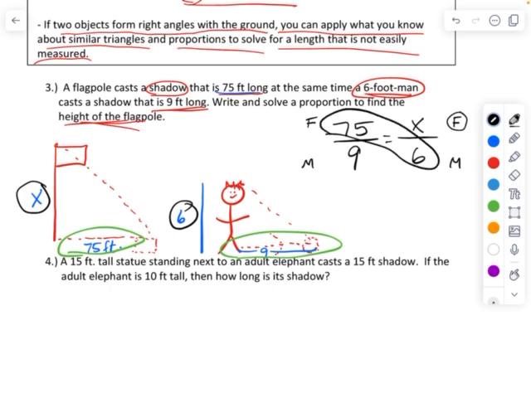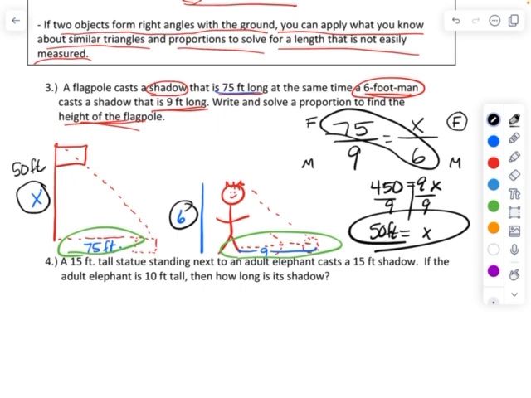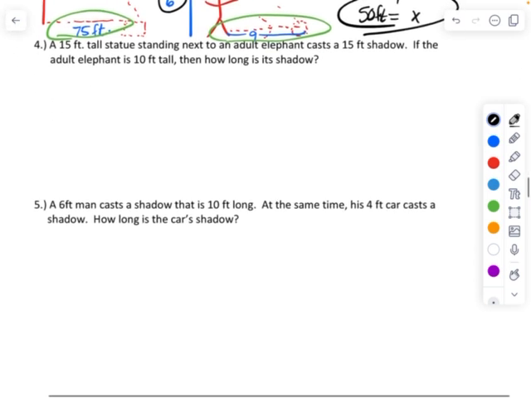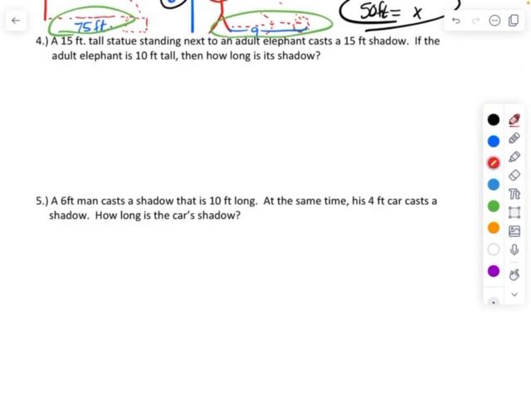I can use cross multiplication. 75 times 6, which should be 450, is equal to 9x. Now I can divide both sides by 9, one-step equation, and x equals 50 feet. So by using indirect measurement, I came up with the fact that my flag is 50 feet high. All right, let's go ahead and take a look where else we can use indirect measurement, okay?